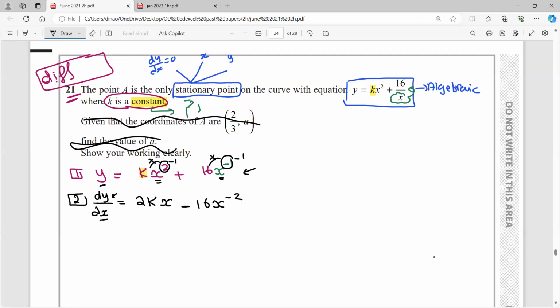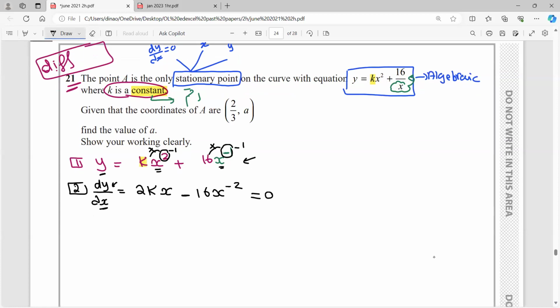Differentiation equals 0. What will I do here next? Sorry, because here the question says stationary point. So differentiation is equal to 0. But Miss, what will we do next? Let's see now. Because I now have 2 unknowns. Okay, so let's fix this to the end. So this will be 2kx minus 16 over x power 2 equals what? 0. Because that is what we said.